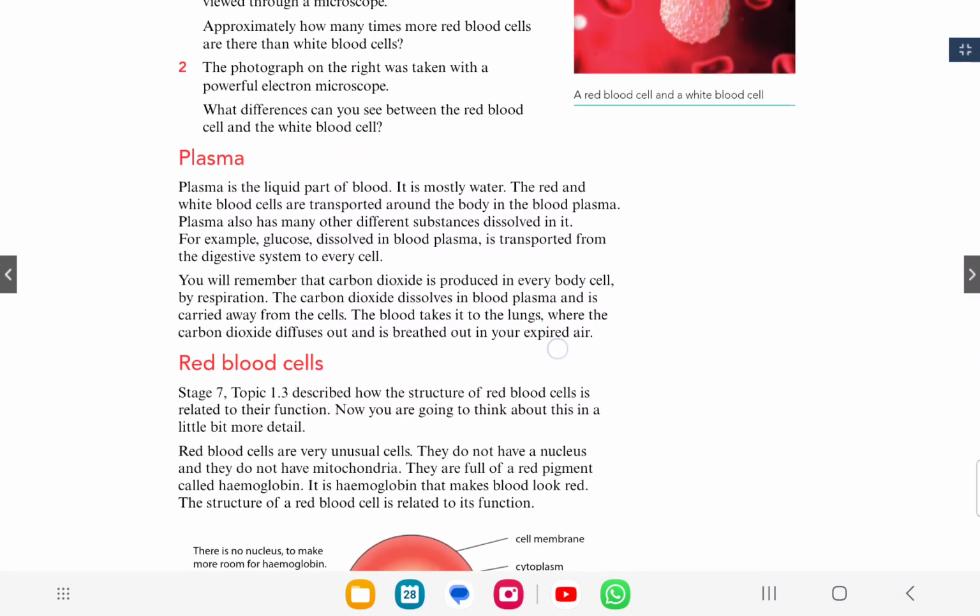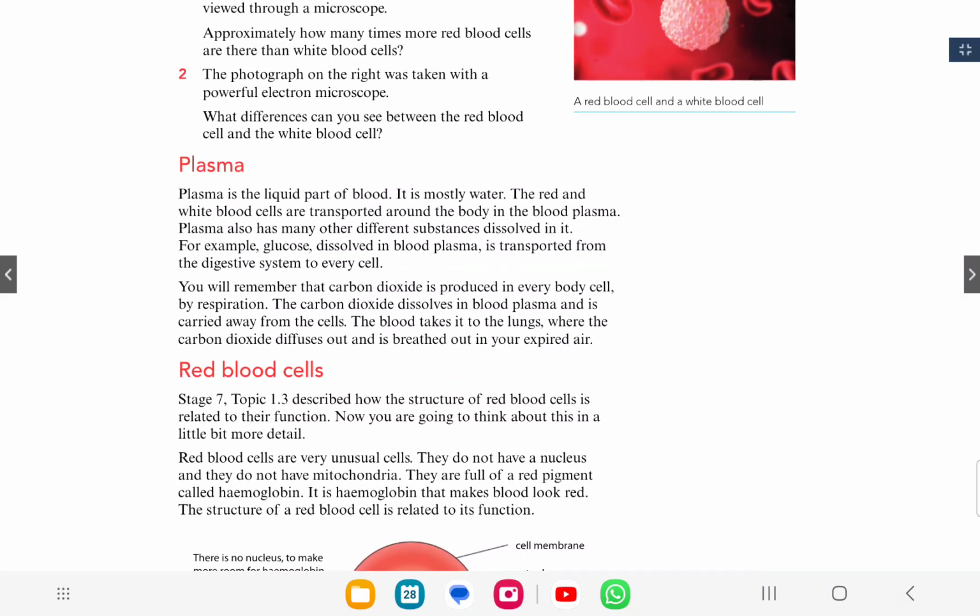Plasma is the liquid part of blood. It is mostly water. The red and white blood cells are transported around the body in the blood plasma. Plasma also has many different substances dissolved in it. For example, glucose dissolved in blood plasma is transported from the digestive system to every cell.